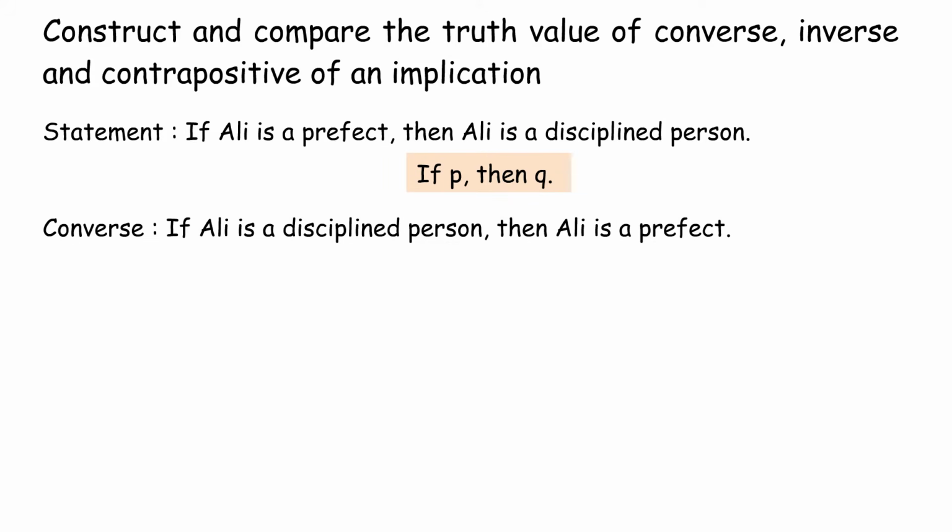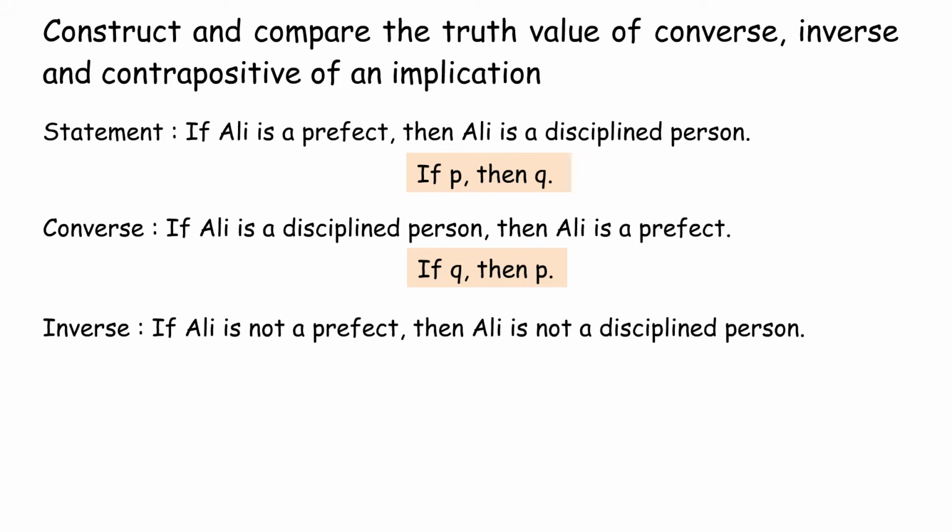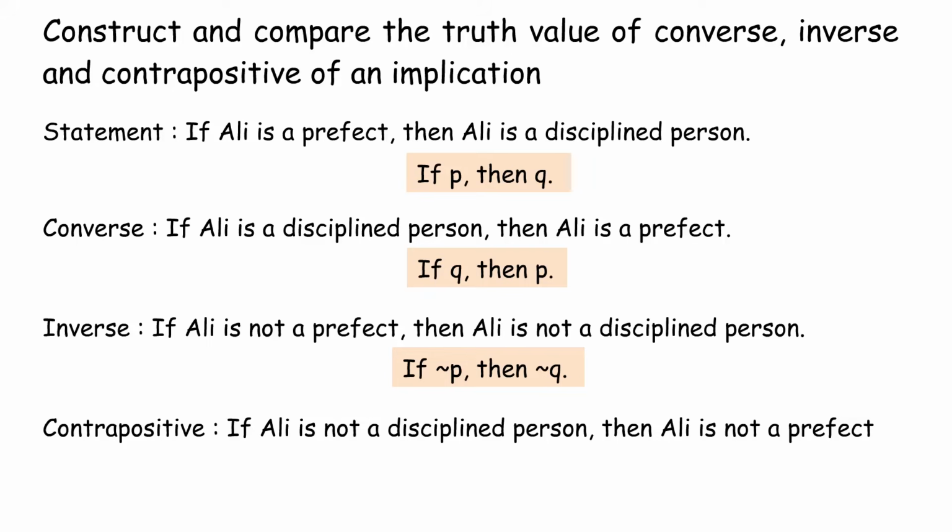Converse: if Ali is a disciplined person, then Ali is a prefect. Converse: if Q, then P. Inverse: if Ali is not a prefect, then Ali is not a disciplined person. Inverse: if negate P, then negate Q. Contrapositive: if Ali is not a disciplined person, then Ali is not a prefect. Contrapositive: if negate Q, then negate P.